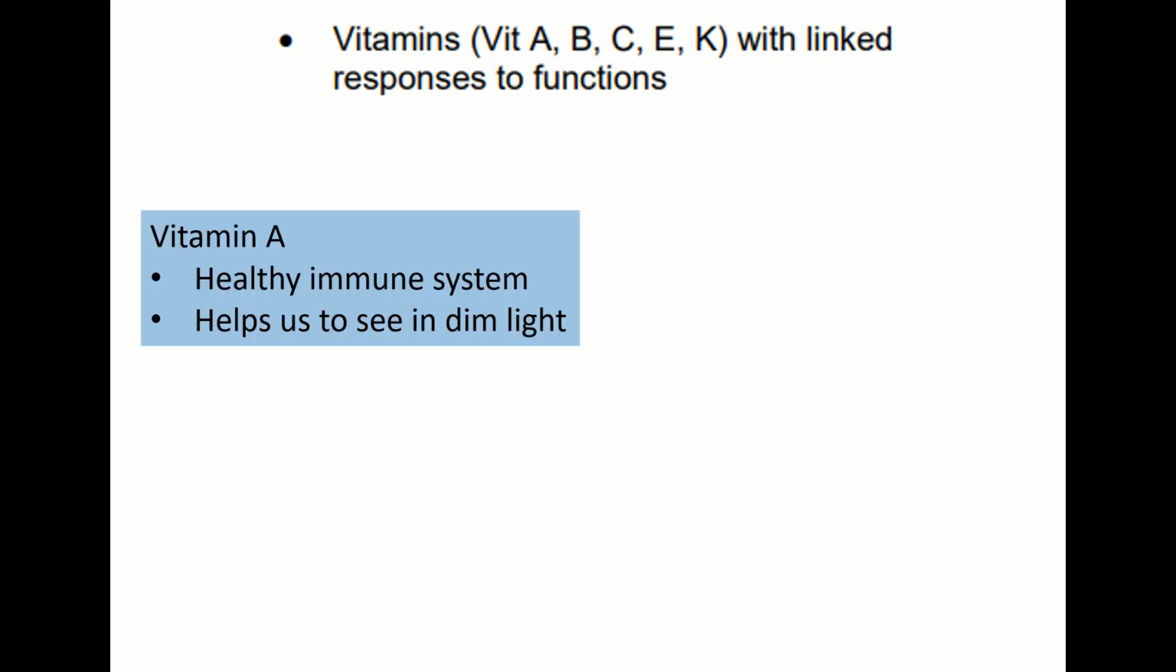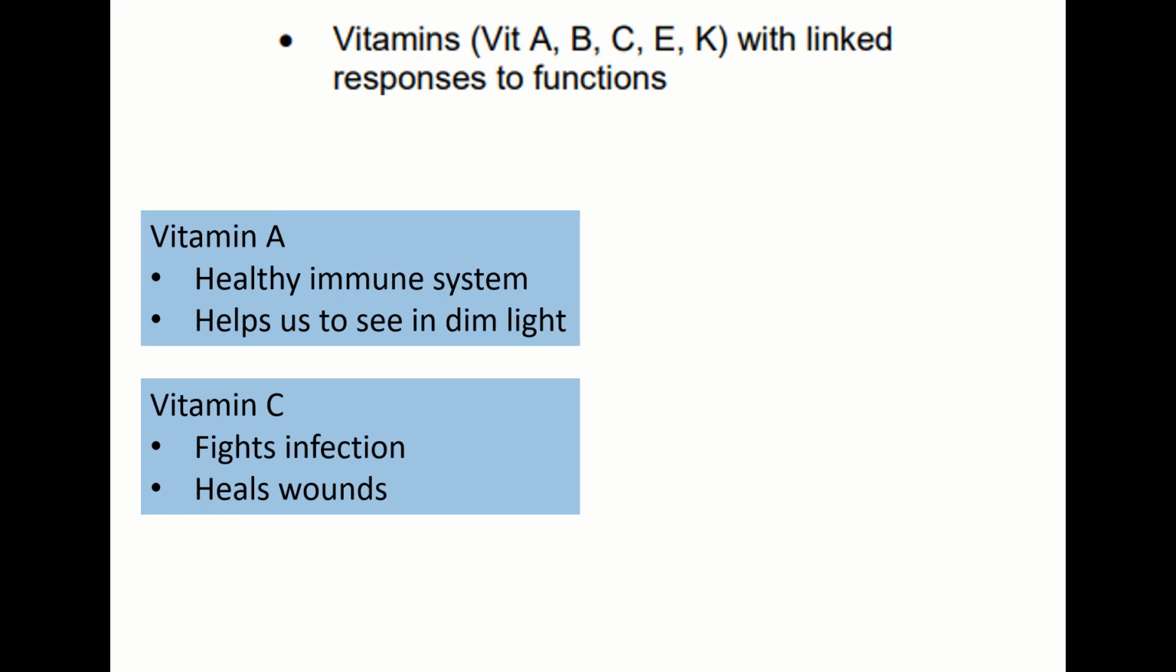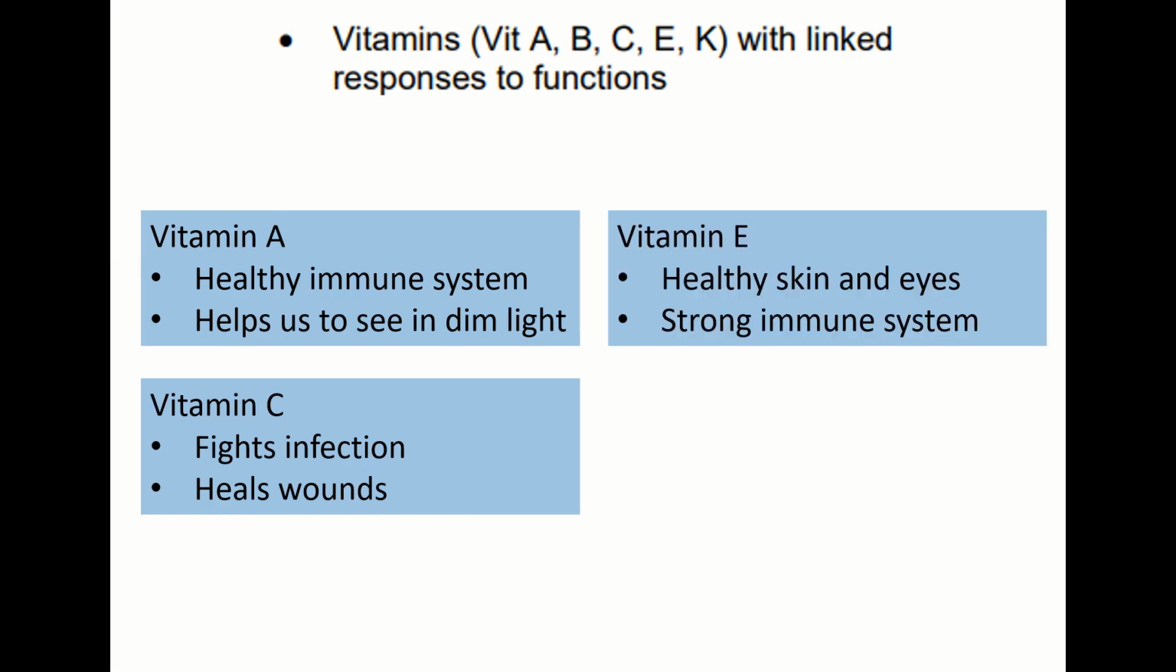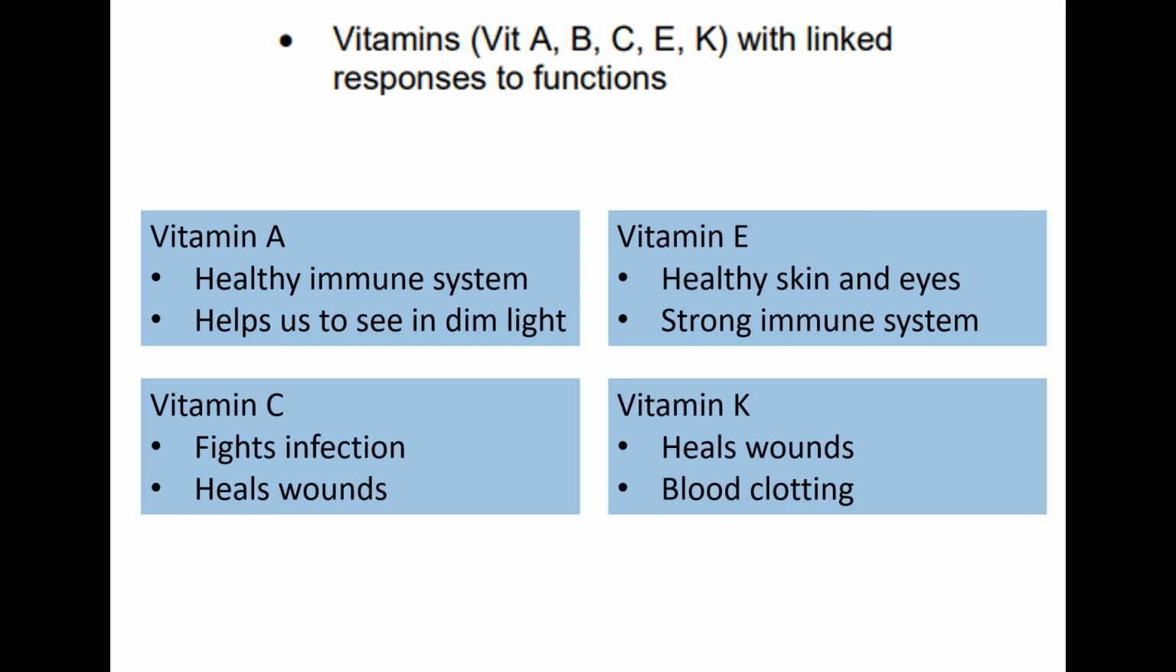So vitamin A, for example, helps with healthy immune system, helps us to see in dim light. Vitamin C fights infection or heals wounds. Vitamin E, healthy skin and eyes, strong immune system. Vitamin K heals wounds and helps with blood clotting, because you actually do want your blood to clot once you've got a wound, otherwise you just keep bleeding and you bleed out. Okay, so if you've written any of these vitamins, you must also have written what the function is of that vitamin as well. You might be thinking, well, what about vitamin D or B even?